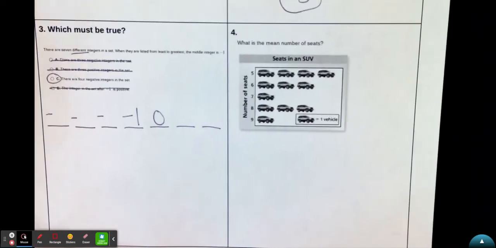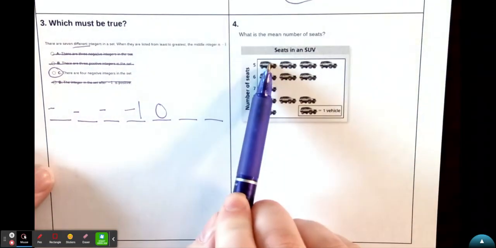Number 4 stumped a lot of us. This one would stump me too. I would be like, what the heck is this saying? So we need to find the mean number of seats. So we're going to look at each vehicle. How many vehicles are there? Ahan and Josiah, focus please. There are 12 total vehicles. So there should be 12 pieces of data that we are adding up. So the first car right here, how many seats does it have?